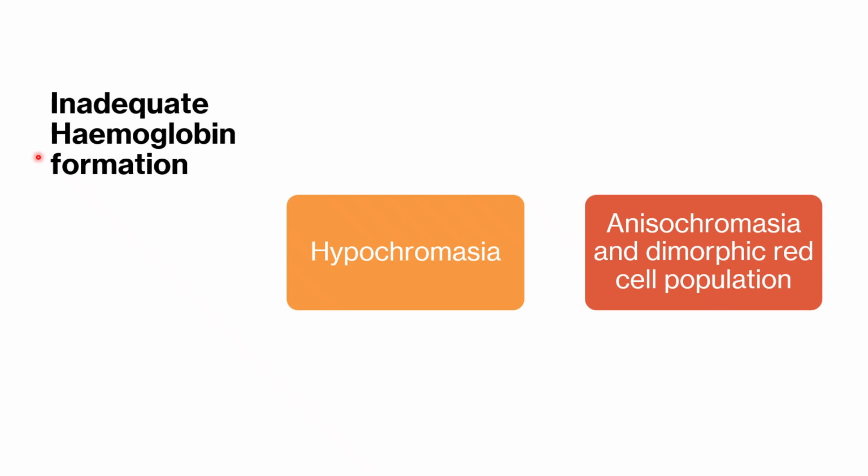Another reason why we see abnormal shapes and sizes of RBCs is inadequate hemoglobin synthesis. Under this heading, we will be studying about hypochromasia, anisochromasia, and dimorphic red blood cell population.